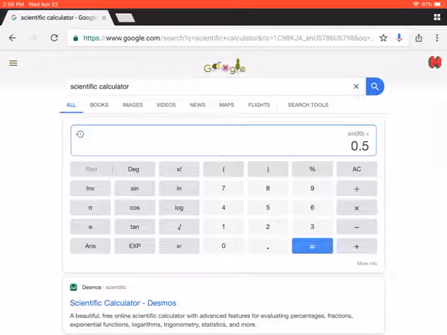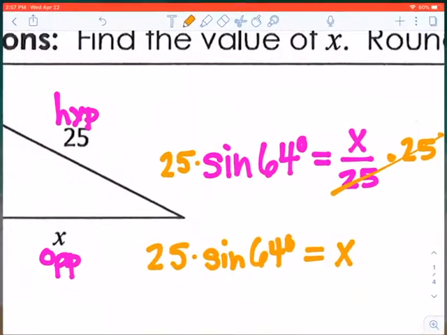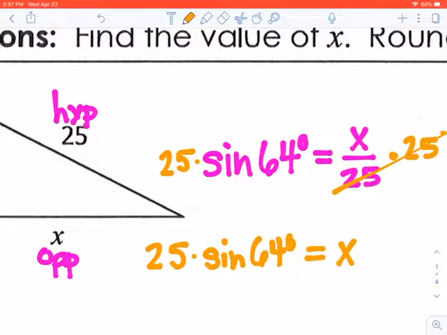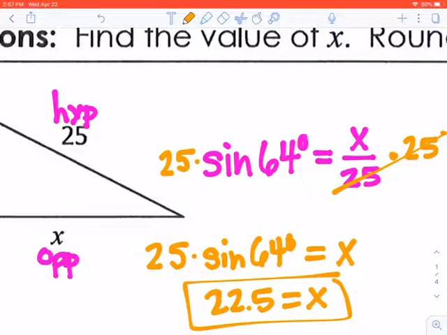Going back to the problem, we are multiplying 25 times sine 64 degrees. So I'm going to have 25, multiply it times sine of 64 degrees. I'll close my parentheses, hit enter, and I see that it's 22.46985... I'm rounding to the nearest tenth, so it's 22.5. So I'm going to go back to my answer, and 25 times sine 64 is going to be 22.5, and that's equal to our x value. And we are done with the problem.